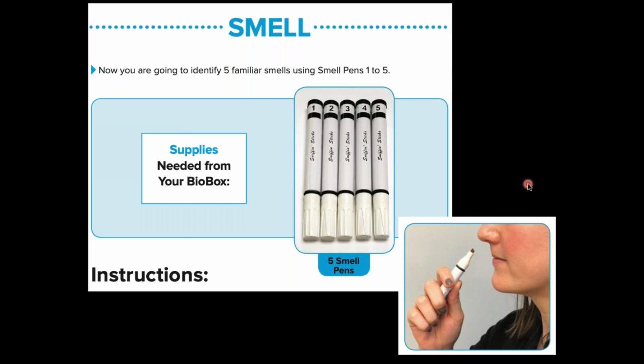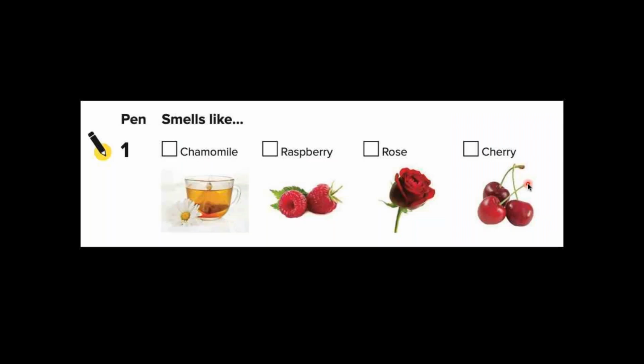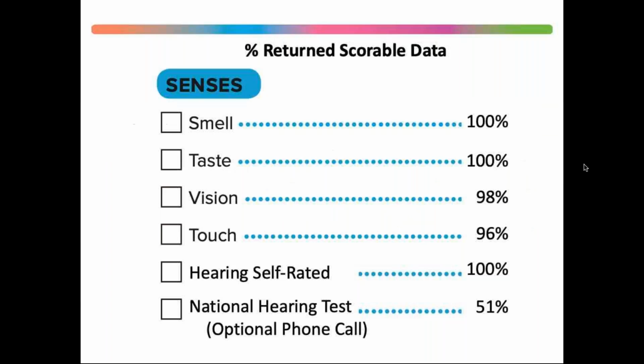So here's an example of a close-up of the smell pen instructions. And then this is what the answer sheet looked like. Jay mentioned this, where pen number 1 smells like, and you just check the box with both the word and the picture. And of all the senses that Jay told you about, we got very good scorable data in all but the optional phone call for the national hearing test. And that was administered at a different point of the interview. We're going to try moving it up and see if we can't get responses that are on a par with our other sensory measures. But we do have self-rated hearing as a backup.